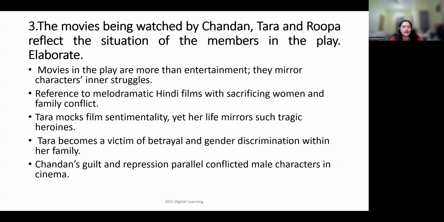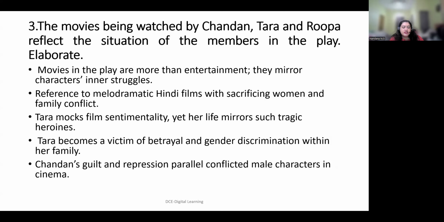The movies watched by Chandan, Tara, and Rupa reflect the situation of the members in the family. Elaborate. More than twice, we can see the twins, along with Rupa, sitting in the living room of their Bombay apartment, watching movies. The movies they watch also have a symbol. Movies in the play are more than entertainment, they mirror the characters' inner struggles. The reference to melodramatic Hindi films with sacrificing women and family conflict, Tara mocks film sentimentality. Yet, ironically, her life mirrors such tragic heroines.